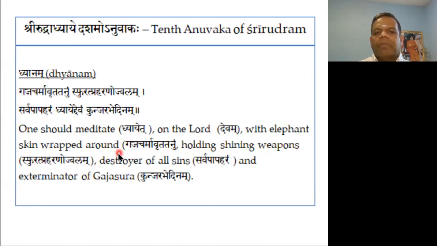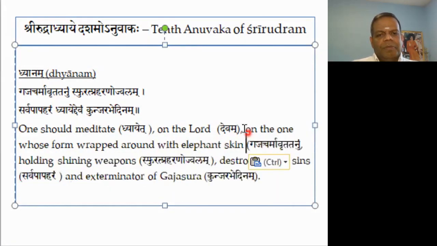With elephant skin wrapped around. Gaja, Charma, Avrita, Tanum. There are four words actually. Gaja means elephant. Charma means skin. Avrita means that which is covering, wrapped around. Tanum means one whose form. Maybe I should say, I think this is a better way of writing: the one whose form is wrapped around with elephant skin.